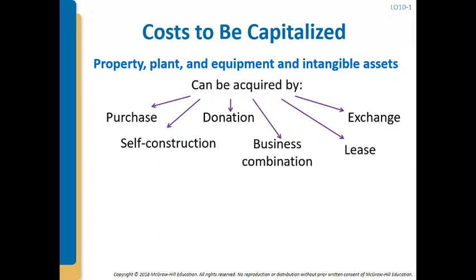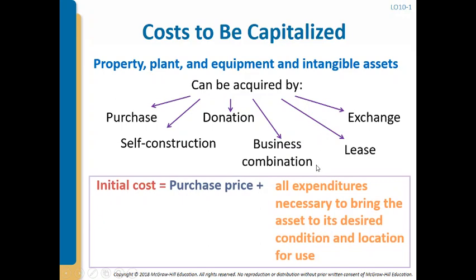Could be leased. It could be exchanged, such as where you exchange an old machine for a newer one. So there's all different kinds of ways that you can acquire an asset. And each one has its own little distinguishing features.